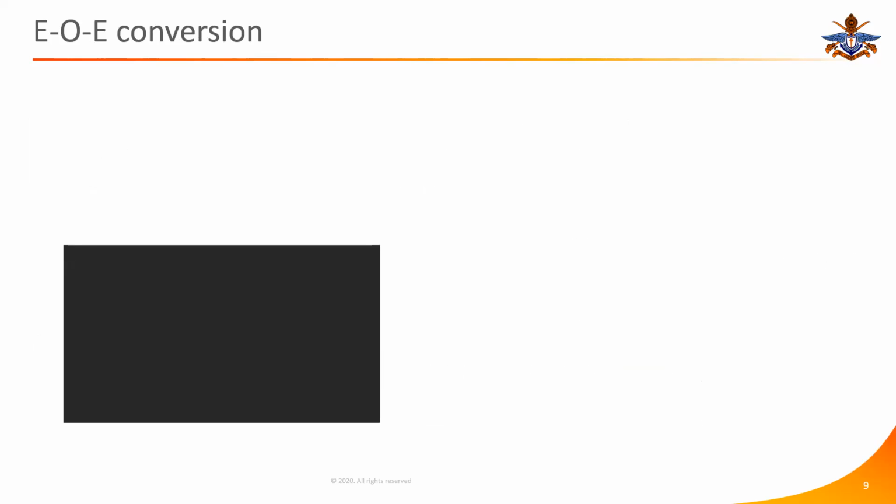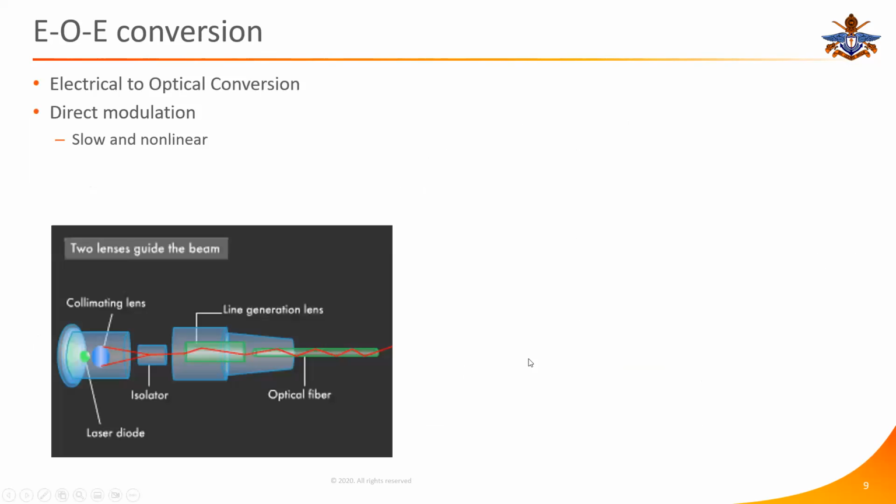So how do we convert from electrical to optical and optical to electrical? This is one of the basic things that we need in communication systems. Here we have a laser diode. I will not explain how a laser diode works here, but it's in my lectures. A laser diode generates a single, very tiny frequency of light.